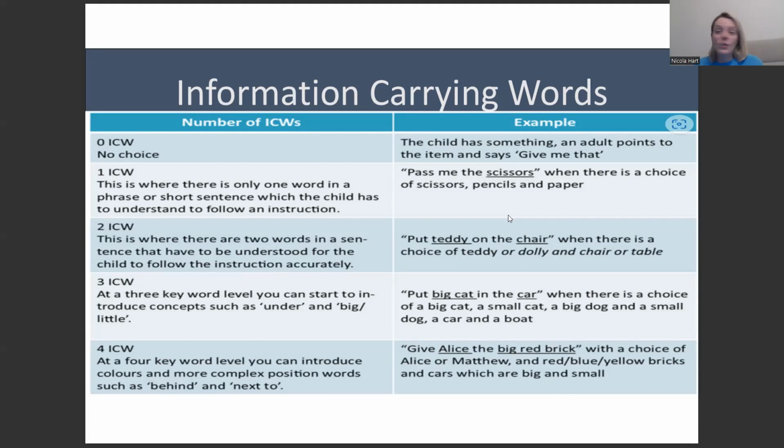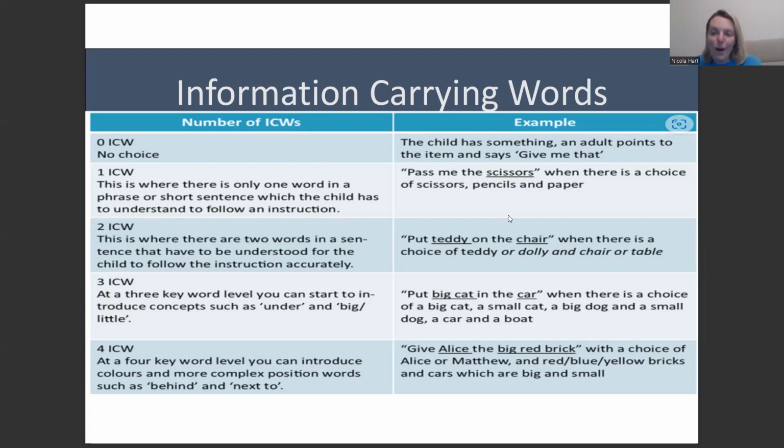If the child is following a two information carrying word instruction, or an ICW, if I can keep it small, the length of my phrases, there are two words in the sentence that have to be understood. So, for example, you could be doing a task with the child if they're in the junior cycle of school, and you just amend it for the senior cycle. Put teddy on the chair, where there is a choice of a teddy or a dolly and a chair or a table. And so you could obviously change that up when you're working with the older kids.